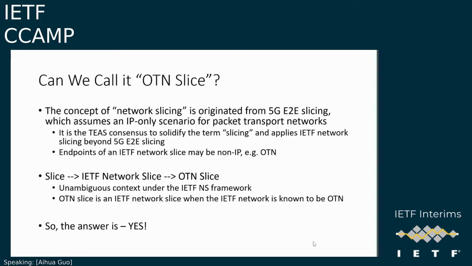So in that sense, when we define the term slice, and then we further clarify that with the term IETF network slice, so if we then call it an OTN slice, which is also defined underneath the IETF network slice framework, we believe that there will be no ambiguity towards the term as long as they are in this scope. So here, then we say OTN slice is just an IETF network slice when the network is OTN. Right? So the short answer is yes, we can call it an OTN slice.